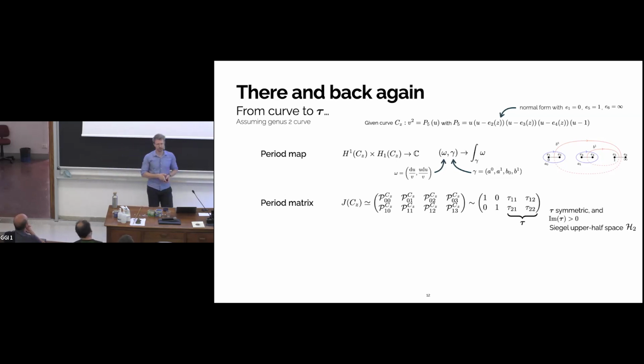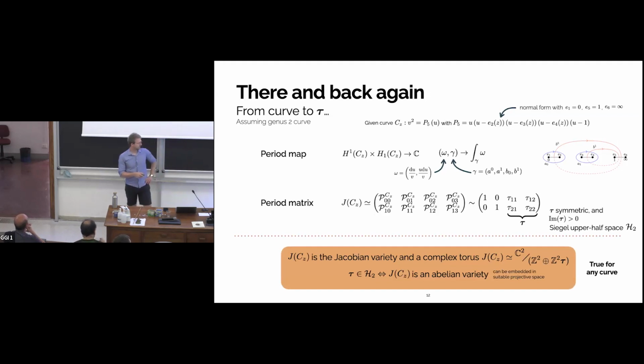So whereas before you had tau living in the complex upper half plane, you now have something called the Siegel upper half space, where this matrix tau now has to be symmetric, and the imaginary part of this matrix has to be positive definite. This is the natural generalization of this.